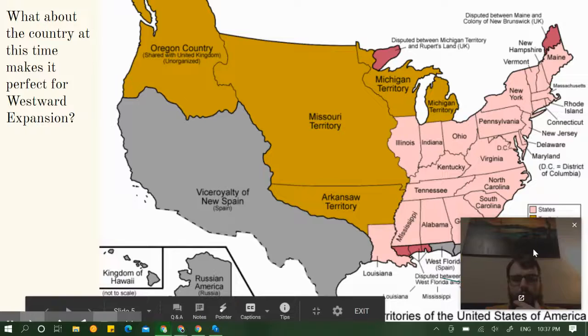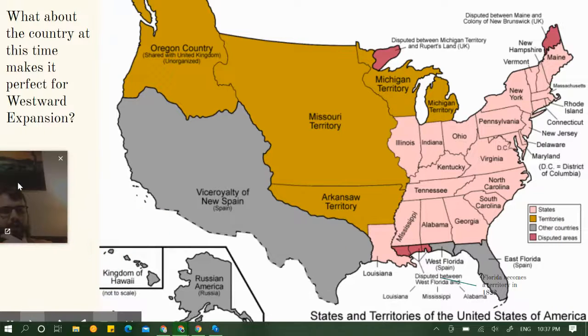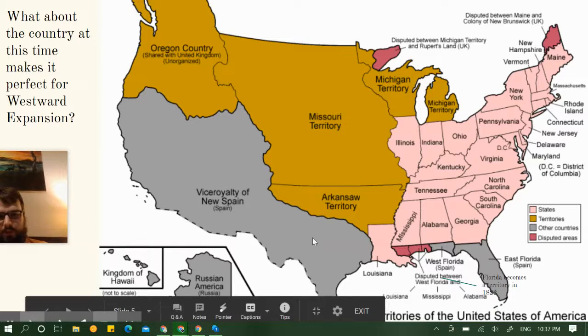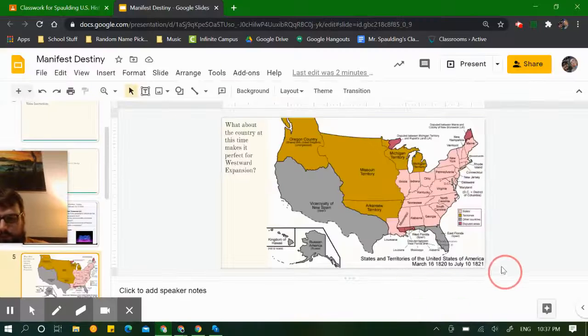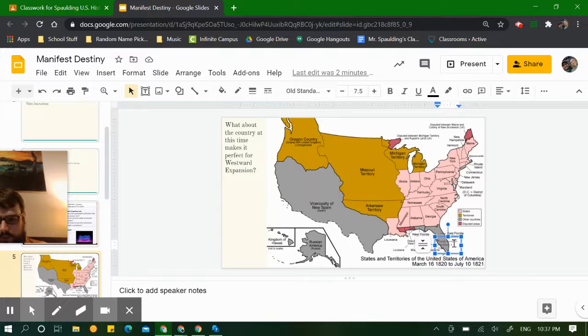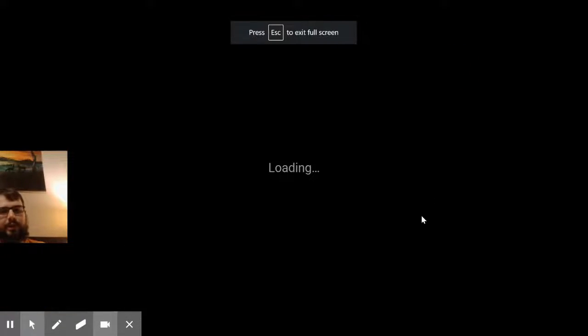Alright, so we have a map here. It's essentially an overview of the country at this time going into, I need to fix something. Hold on. Fix it. Boom. There we go. Sorry about that.